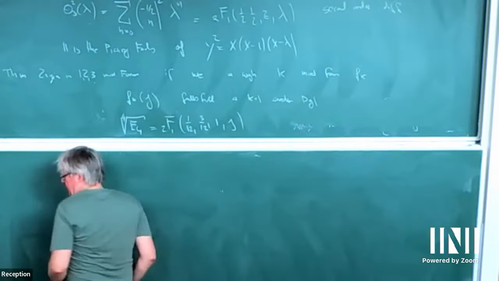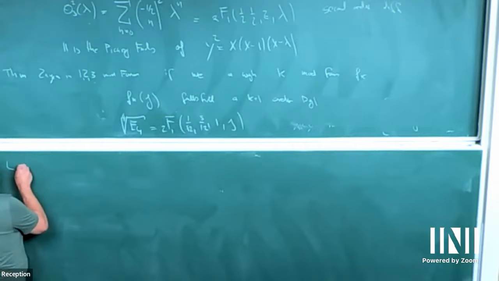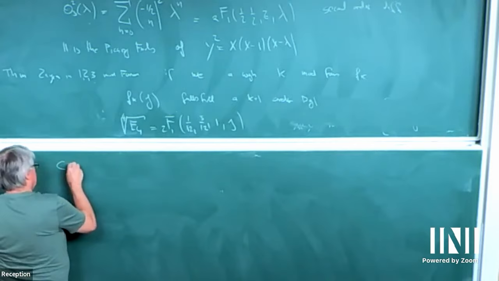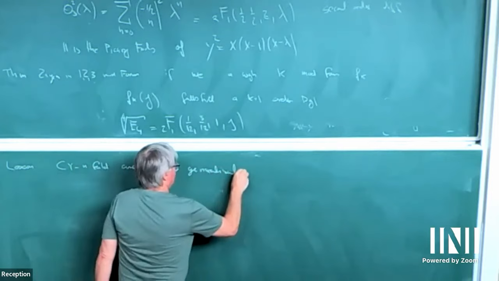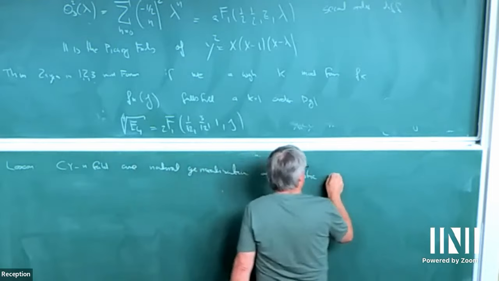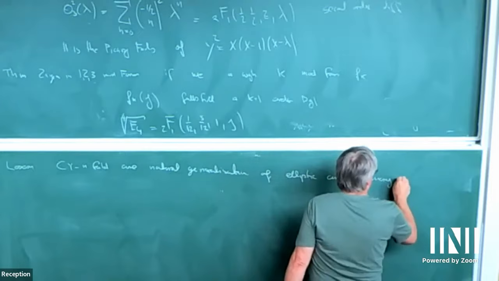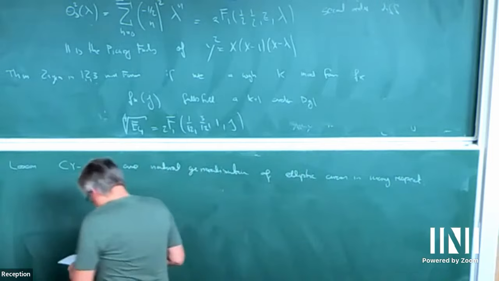So one maybe lesson is, so there's a lesson here, which I already put in so I'm not at the end, that is that Calabi-Yau n-folds are the natural generalization of elliptic curves for many reasons.